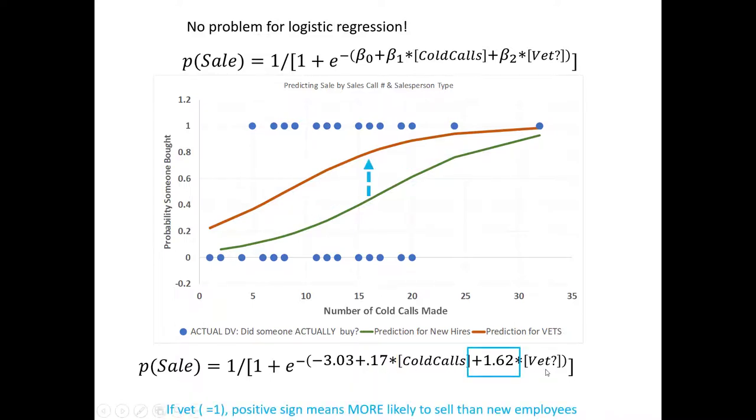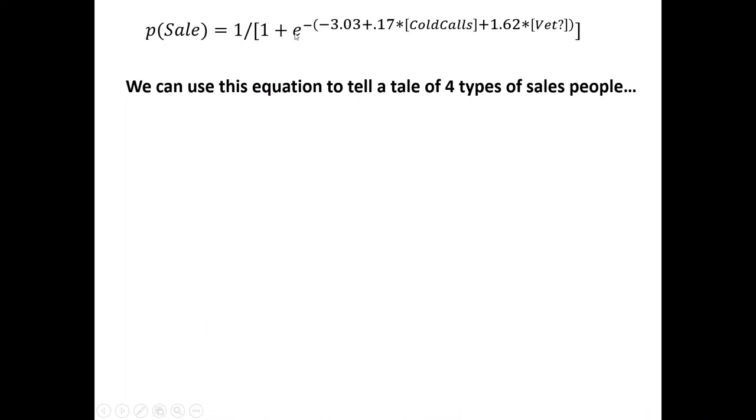In addition, we remember that a veteran employee was coded as a 1 and a new employee was coded as a 0. So when they were in fact a veteran as a 1, we multiply. And that tells us that here, veterans, because it's a positive coefficient, are in general more likely to create a sale. And we can see that in the curve that we've plotted. Great. Using this equation, we could start telling hypothetical tales of different types of salespeople.